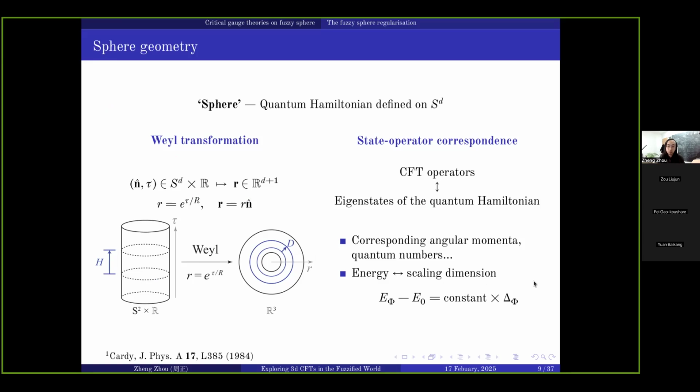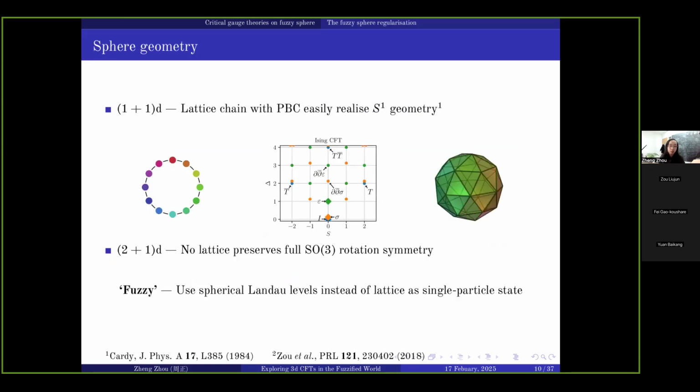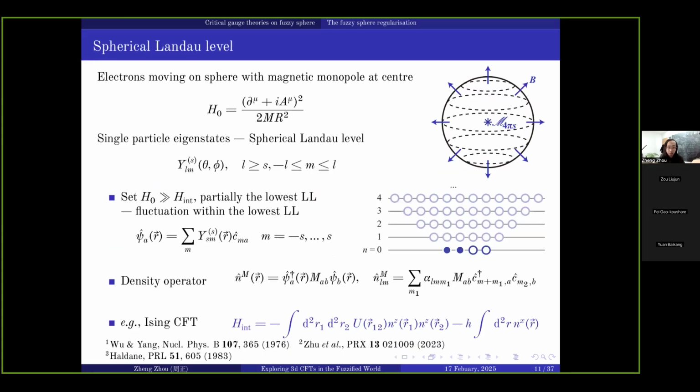So to put quantum Hamiltonians on a sphere, in 1 plus 1D, things are very easy. One just needs to consider a lattice chain with periodic boundary conditions. But in 2 plus 1D, things get a bit harder as there is no lattice that preserves the full SO3 rotation symmetry due to the curvature. So that's why instead of the lattice, we use the spherical Landau levels as the single particle states to regularize the QFT. Specifically, we consider the electrons moving on a sphere with a magnetic monopole at its center.